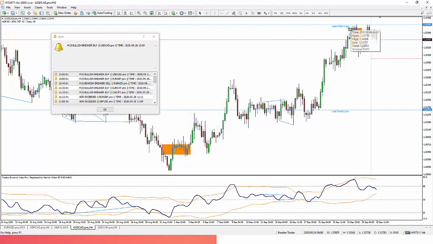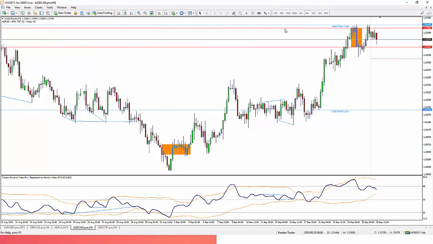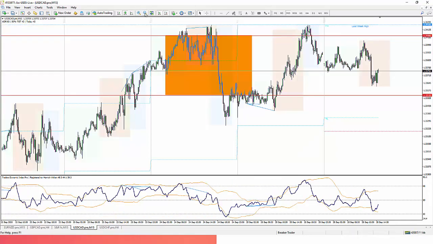So let me quickly draw in the levels of that breaker, just so you can see it on the lower time frame. We're on H4 at the moment. When I switch now down to M15, you can see that that breaker from H4 now remains on the chart.